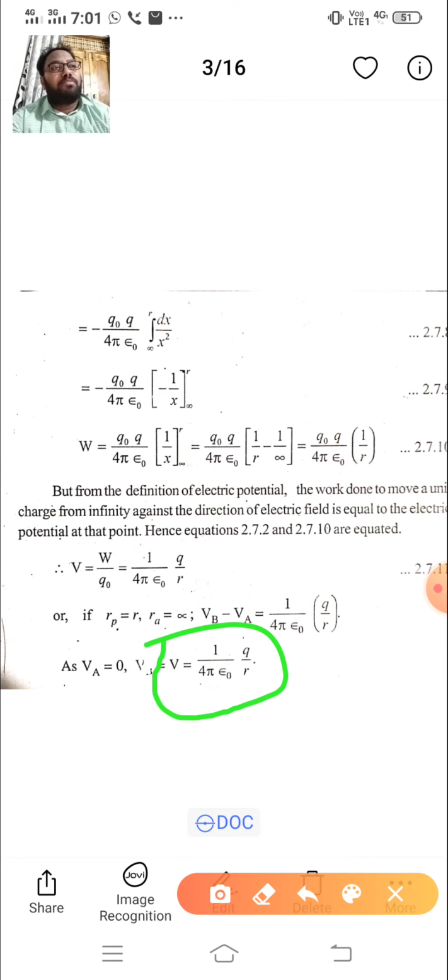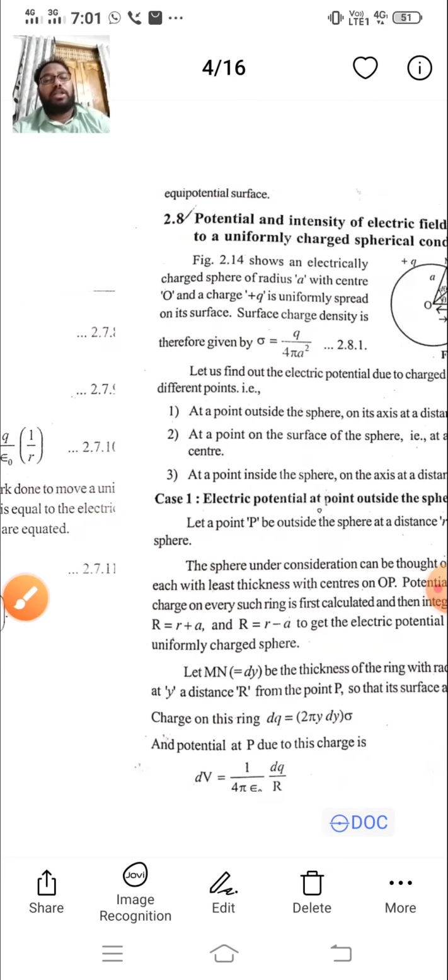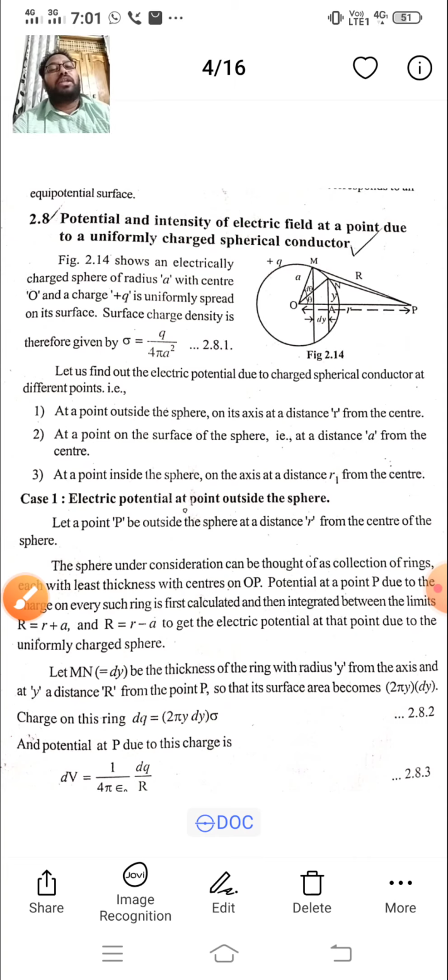What is electric potential? Work done per unit charge in an electric field is called electric potential. What is the equation of electric potential due to a point charge? V equals 1 by 4 pi epsilon into Q by R. And the next concept is potential and intensity of electric field at a point due to a uniformly charged spherical conductor.